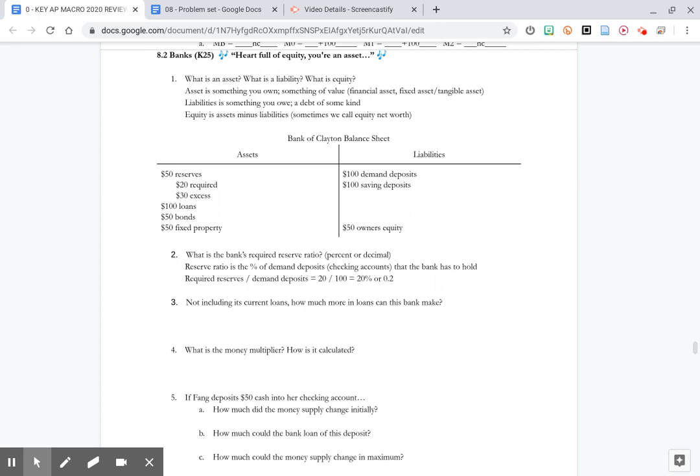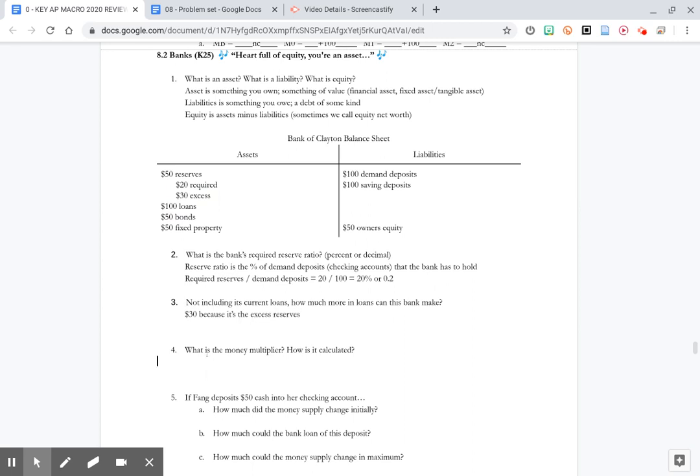Not including its current loans, how much more in loans can the bank make? Well, they can't loan out money they've already loaned out. That's an important thing. Students often misread that, but they can loan out any excess reserves. So the answer here is just 30, because it's the excess reserves.